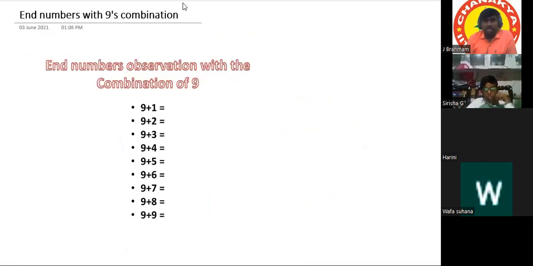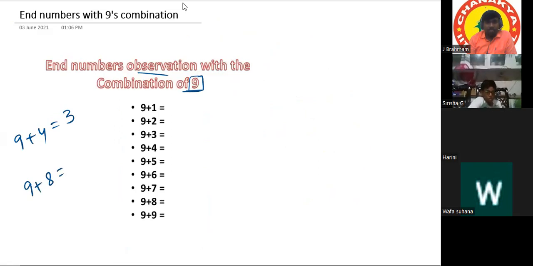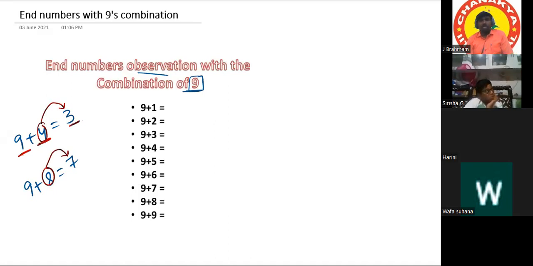Next, end number observation with the combination of 9. Same end numbers with combination of 9. What will happen if any digit is combined with 9? See, suppose I combine 9 with 4, so the end number is 3. Suppose I combine 8 with 9, then 7. See, what is the relation here? Whatever the digit is combining with 9, we are getting the result as 1 less than that digit. Simply minus 1 of that digit. Means we don't need to concentrate much on 9 combinations, because we'll get simply 1 less than the combining digit.